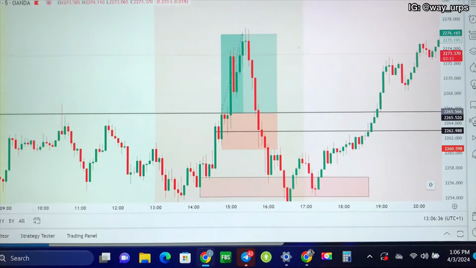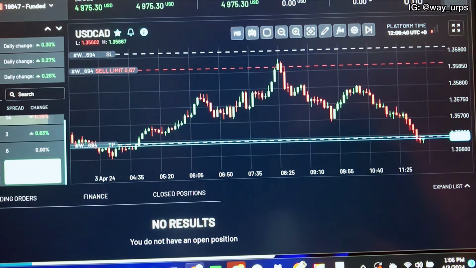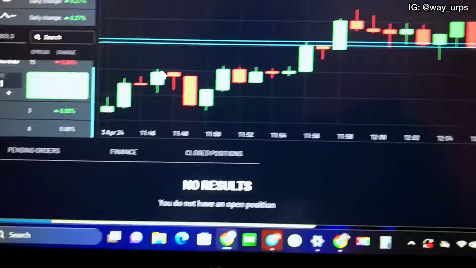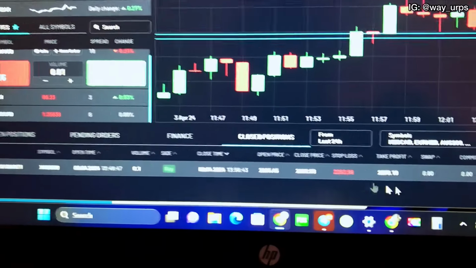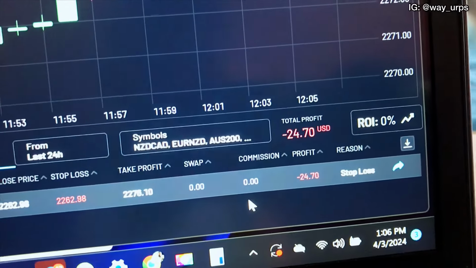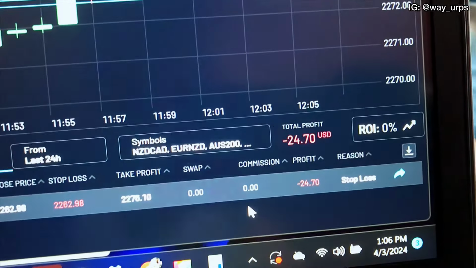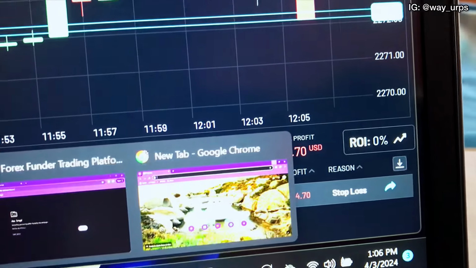So I lost on this one. Let's go to the trades. Let's go to closed positions. So I lost about $24, and this was the first trade on the live account. So I lost about $25. Then let's go for this one.